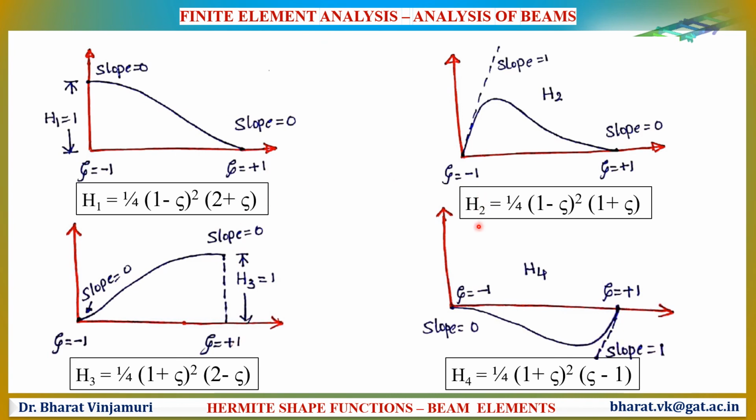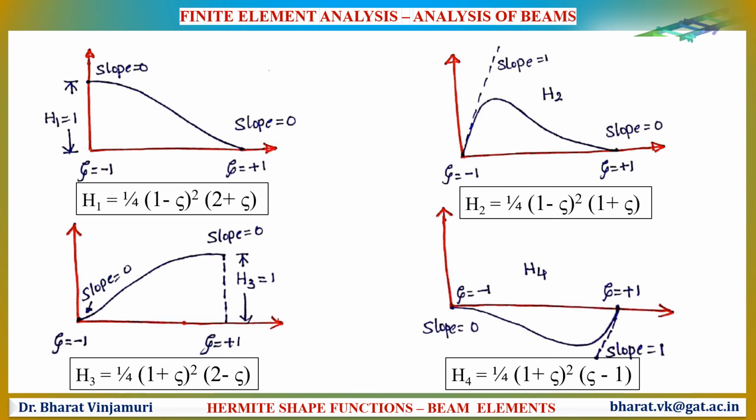But when we come to h2 as well as h4, these represent the slope, derivative or the tangent function. So h2 and h4 give the slope: h2 gives the slope at node 1, and h4 gives the slope at node 2. This is how these functions ensure that the beam can get a shape when it is loaded. The behavior of the beams can be clearly explained and determined by these shape functions.